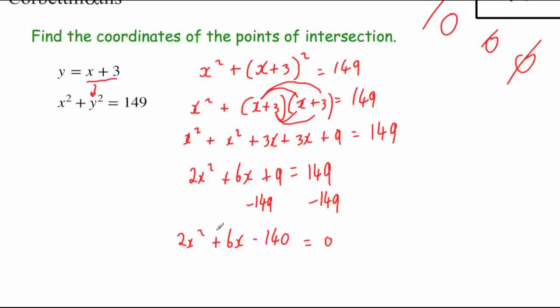Now, we want to solve this quadratic. As you may notice here, we've got 2x squared plus 6x minus 140. All of those terms are even, so let's divide this equation through by 2. And when we divide everything through by 2, we're going to get x squared plus 3x minus 70 equals 0. And if you've got an equation that's equal to 0, you can just divide all by 2 and get something, hopefully, a bit nicer.